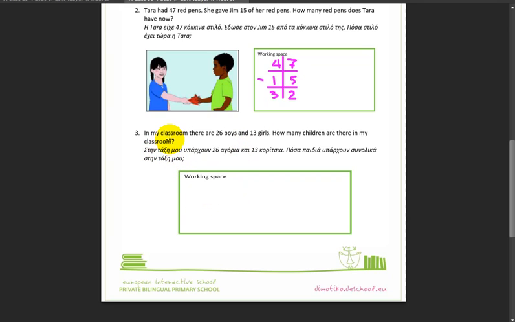Next problem says, in my classroom there are 26 boys and 13 girls. How many children are there in my classroom? So that's boys and the girls together, which means I need to put these two together. So addition. So I'm going to need to do 26 plus 13.